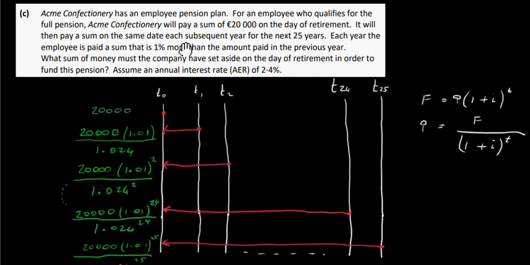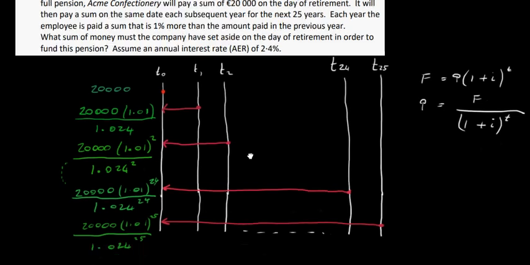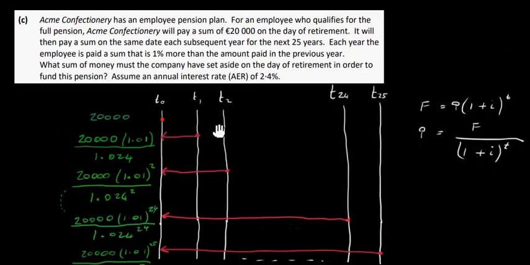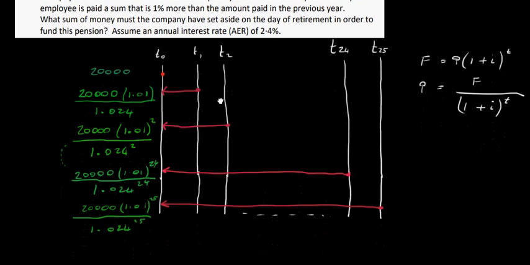Then paid a sum, same date, each subsequent year for the next 25 years. So each year the employee is paid a sum which is 1% more. So we have our 1% included here, and we have our 2.4% included on the bottom here. So we've got to add all these up. When we add all these up, this is the actual amount that the company must have in the fund in order to pay the employee this amount, 20,000 euros plus 1% every year.